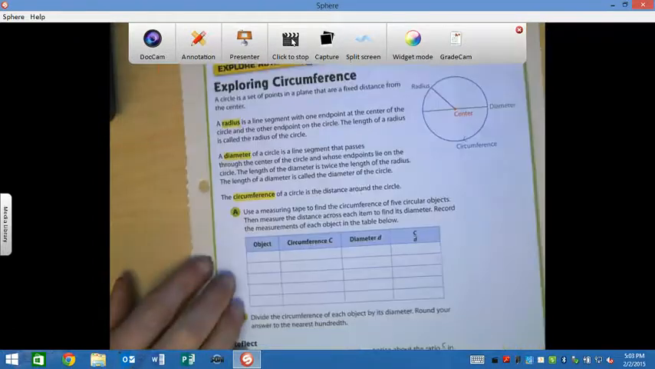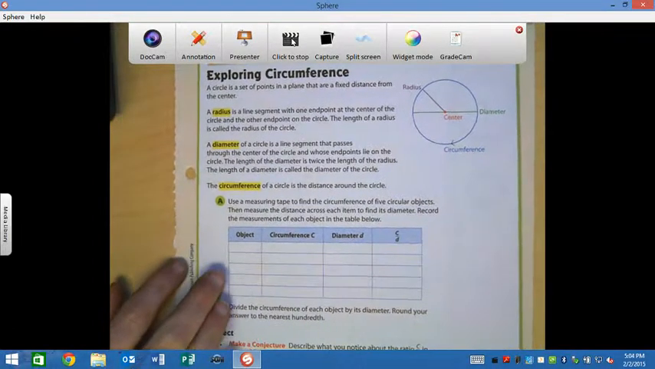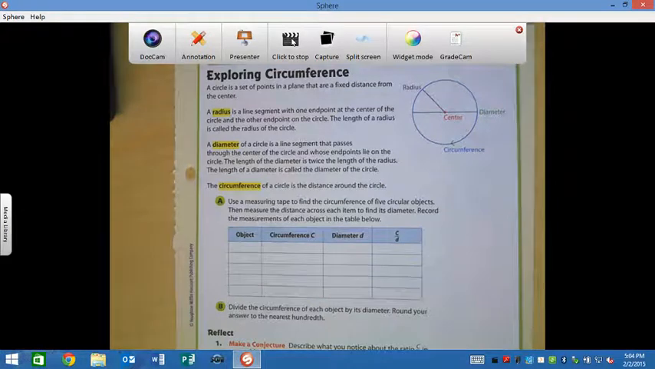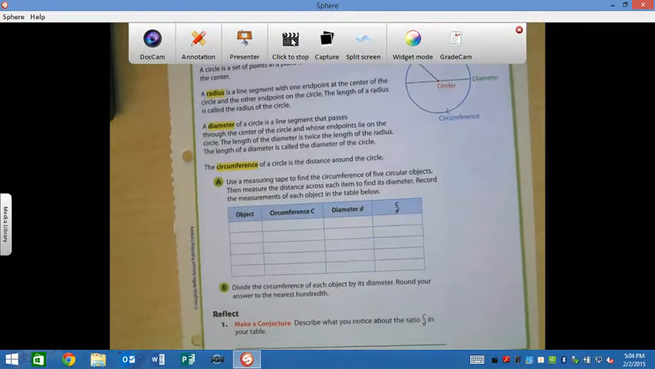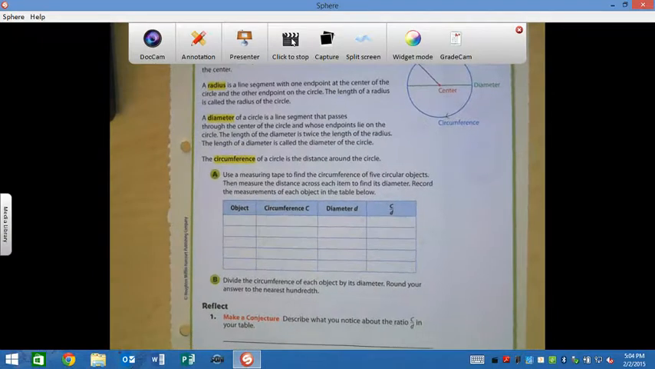On this first part, the explore activity, it talks about what is radius, what is diameter, what is circumference. Those should be pretty familiar to you at this point. You've covered circles before. But what you have to do is use a measuring tape to find the circumference of 5 circular objects. I will have some objects on the table. Choose the ones that you want.